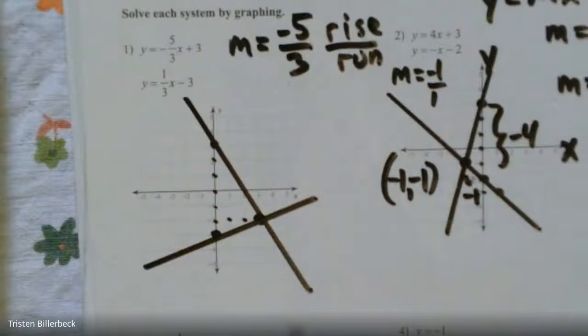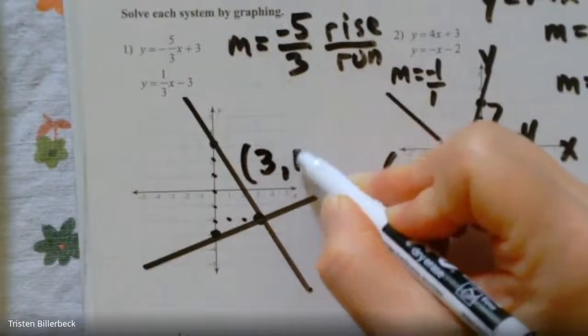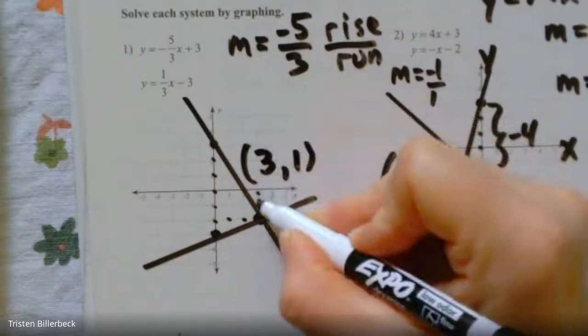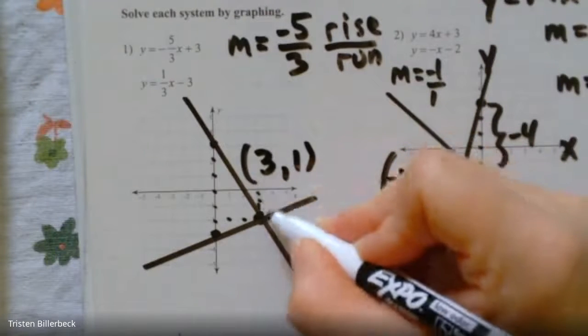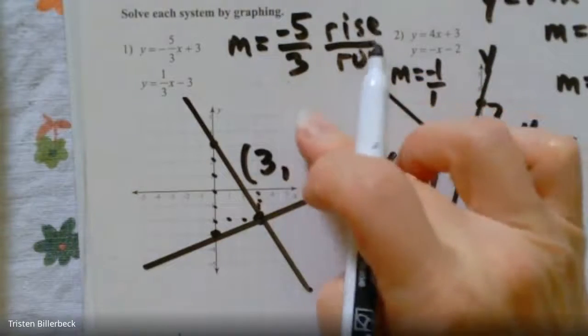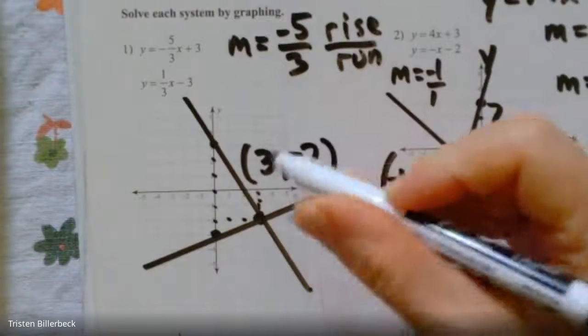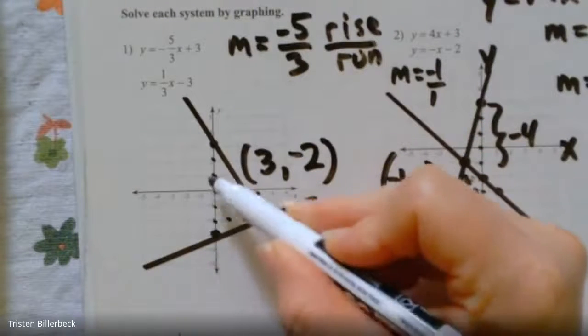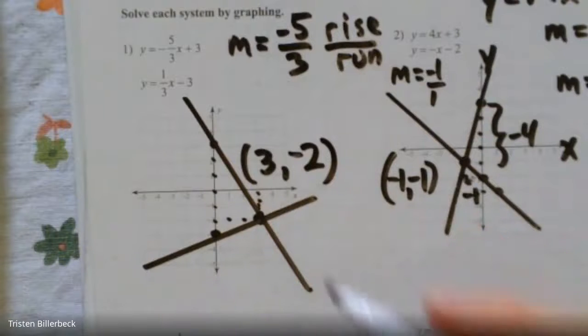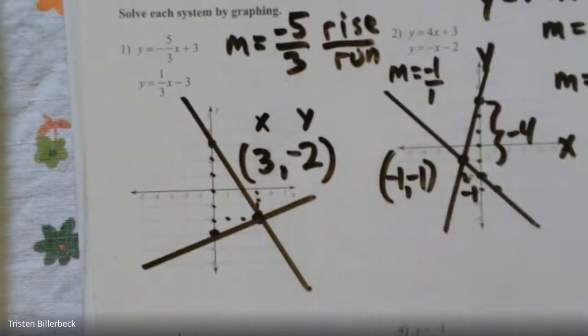Okay, so our solution then for this one is going to be at 3, 1, because the x is coming down from 3, and, oh, sorry, that's not 1. It's -2. So then it's -2 on the y-axis. And remember, we always put the x here and the y here.